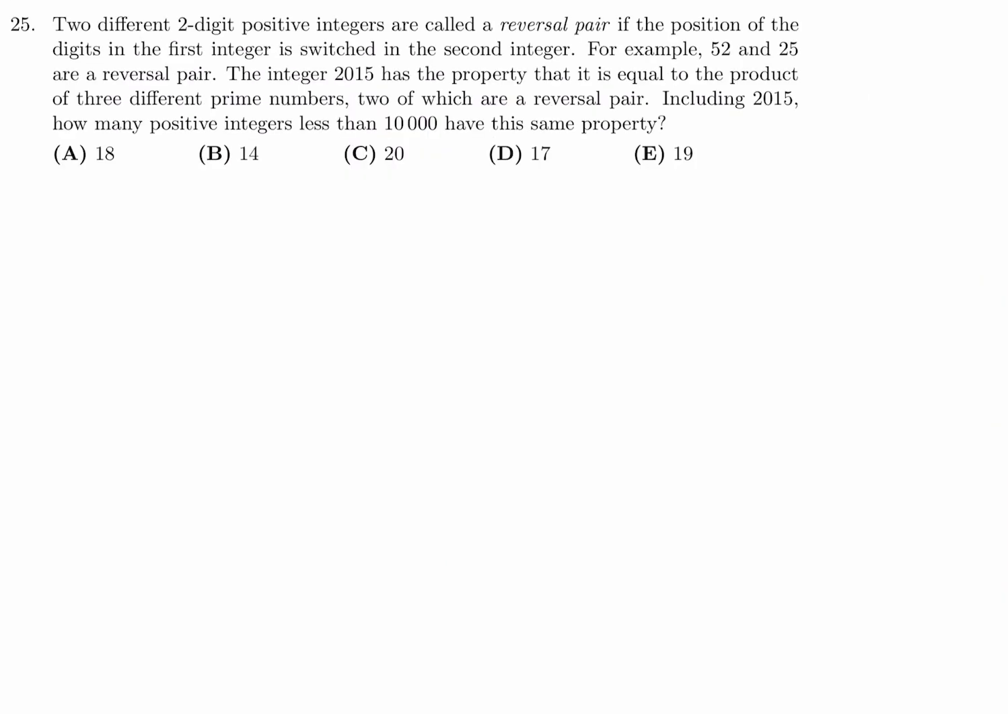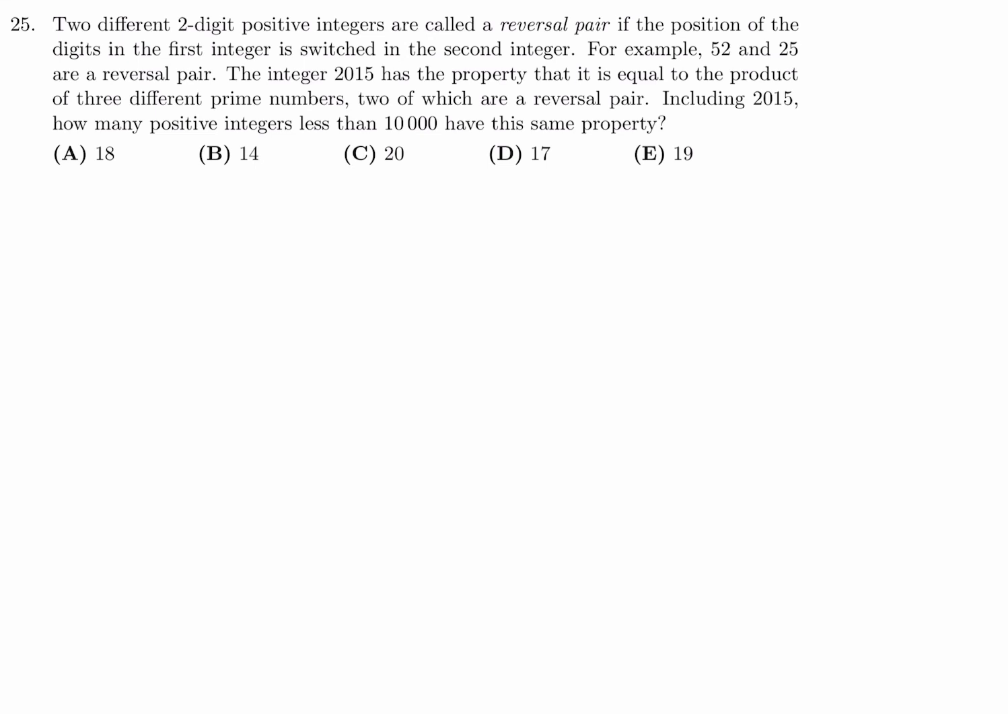Two different two-digit positive integers are called a reversal pair if the position of the digits in the first integer is switched in the second integer. For example, 52 and 25 are a reversal pair. The integer 2015 has the property that it is equal to the product of three different prime numbers, two of which are a reversal pair. Including 2015, how many positive integers less than 10,000 have this property?